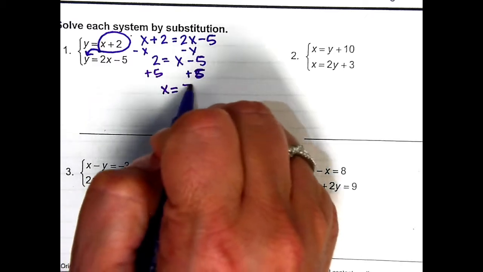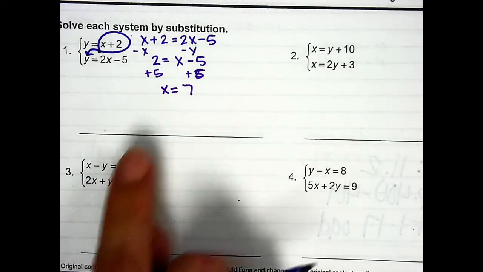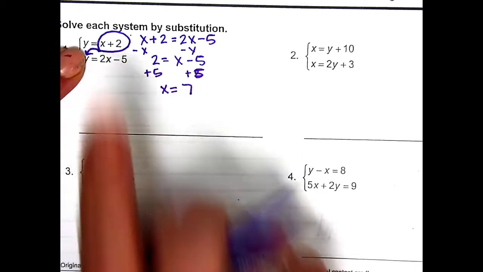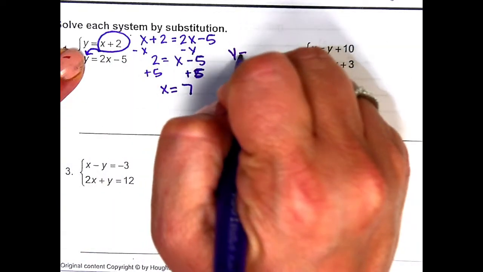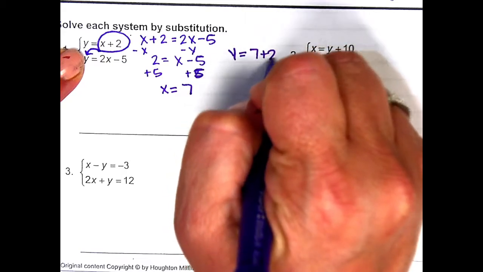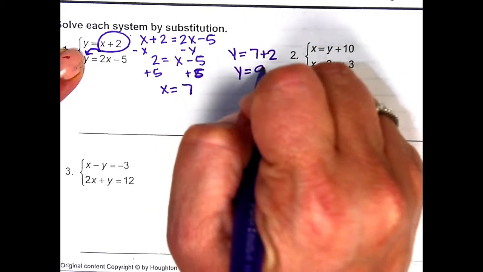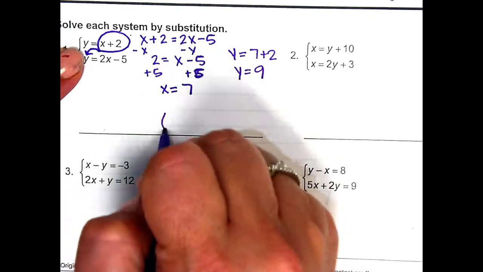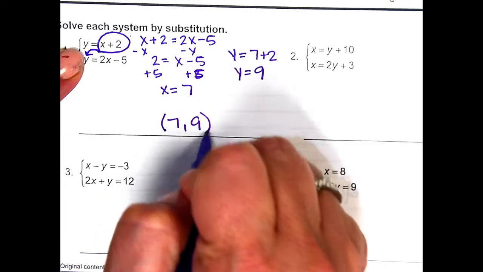X equals 7. Once I have one of the answers, I'm going to plug it back into the one that was solved. So I say y equals 7 plus 2. So y equals 9. And my answer to this system is the ordered pair 7, 9.